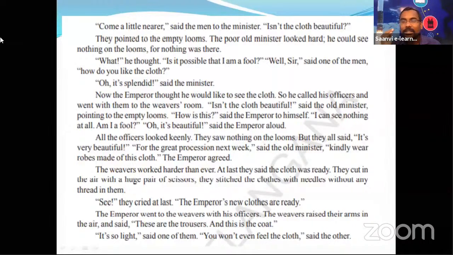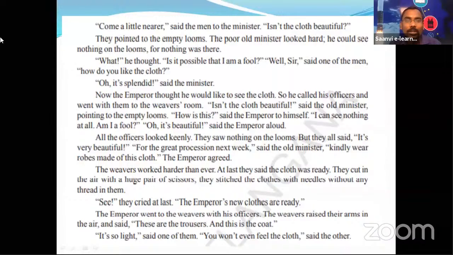These two men are just trying to cheat the emperor and the people of that kingdom. The poor old minister looked hard. He could see nothing on the looms, for nothing was there. Actually, there was nothing. They just came to cheat the emperor and the ministers. They wanted to grab a lot of money from them. That was the intention of the two people who came to the kingdom.